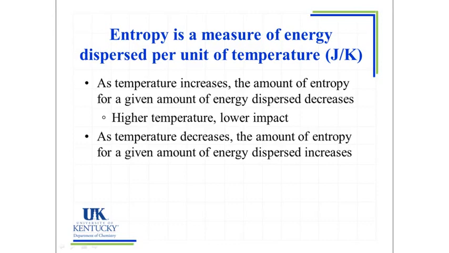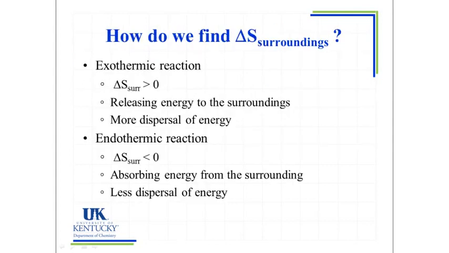So looking at the relative values of the delta S of the system versus the delta S of the surroundings, the temperature will determine how much the delta S of the surroundings will impact the value of the delta S of the system, and therefore how it will impact the delta S of the universe. So how do we find the delta S of the surroundings? We know it's dependent on temperature, but we have to find the actual value of it.